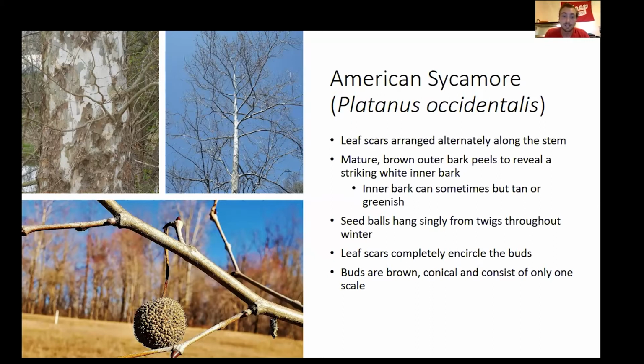The seed balls hang singly or in pairs from twigs throughout the winter. So those are these down here, which is an aggregate of many seeds, but we'll discuss that later when we get to our fruit section. The leaf scars, which you can kind of make out along our bud here, they completely encircle the bud. Our sycamore leaves are very large, and thus our leaf scars are proportionally large. Our buds are brown, conical, and consist of only one scale. So the bud scale is an adapted leaf part that protects the bud.